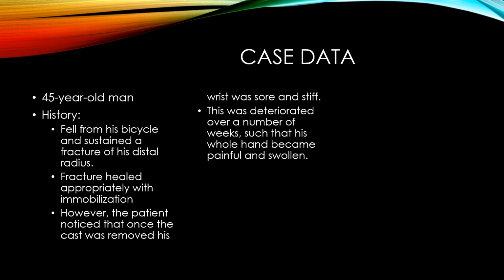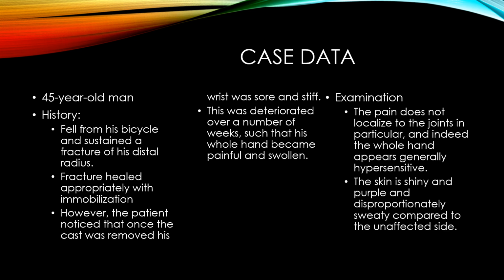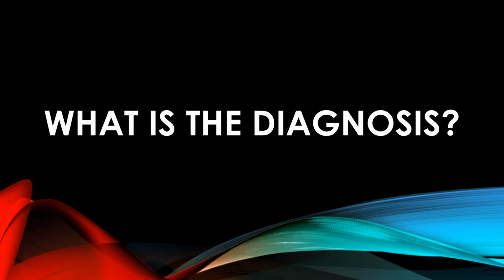This deteriorated over a number of weeks, such that his whole hand became painful and swollen. Examination: the pain doesn't localize to the joint in particular, and indeed the whole hand appears generally hypersensitive. The skin is shiny and purple and disproportionately sweaty compared to the unaffected side. So, what is the diagnosis?